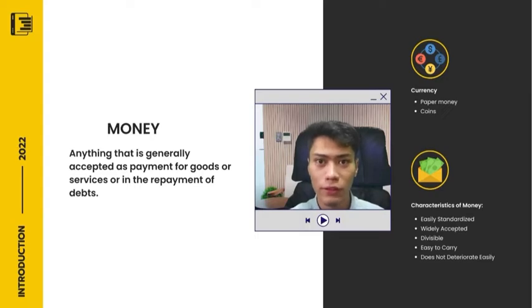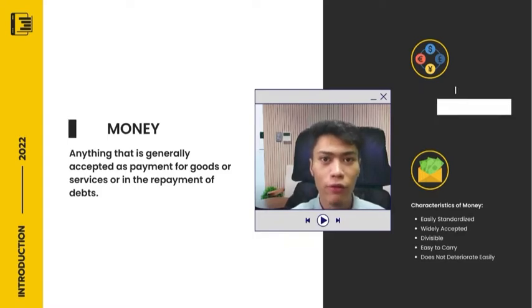For example, in Malaysia, Bank Negara Malaysia (BNM) handles the currencies. Furthermore, the currency includes paper money and coins. In the early 21st century, digital cryptocurrencies with several money characteristics have been introduced.